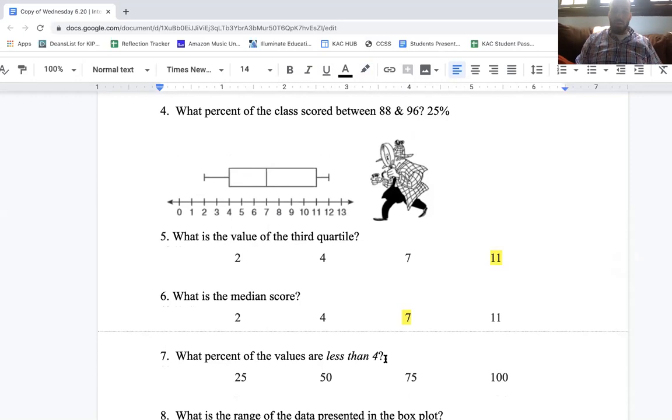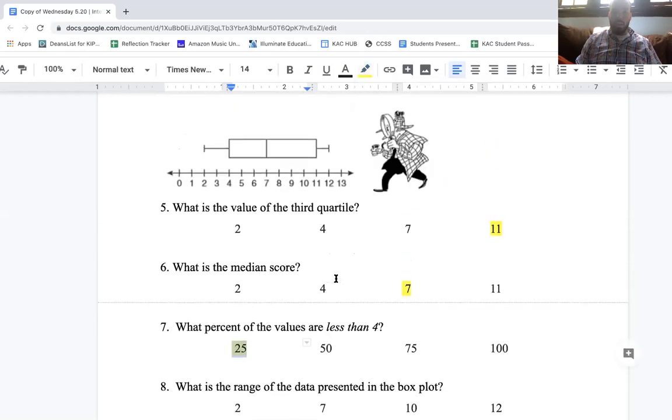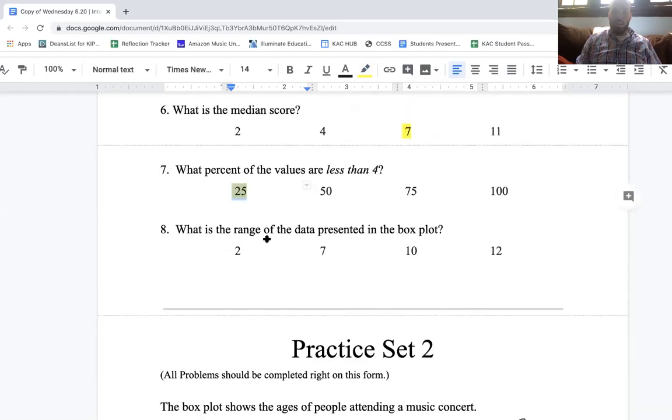What percent of the values are less than 4? 4 is right here, which is the lower quartile. So what percent is less? What percent falls between this and the bottom number? I know that each section of the graph is 25%. The answer is going to be 25%. And then what's the range of the data? I have to go to the biggest value, which is 12, and the smallest value, which is 2, and subtract them. 12 minus 2 means that the range of the values is 10.